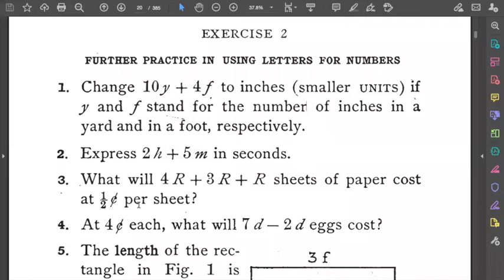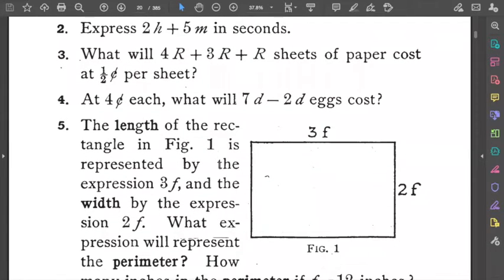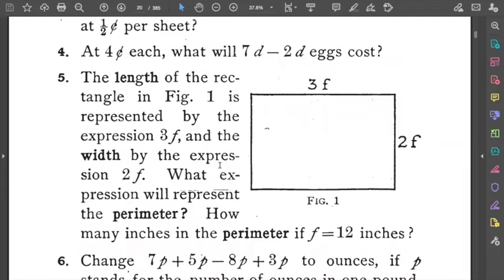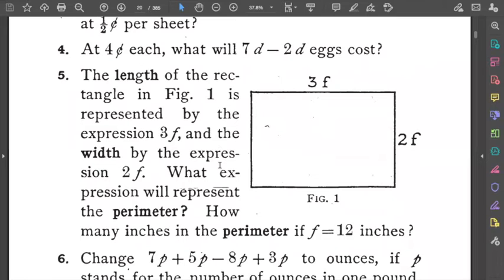Now 4. At 4 cents each, what will 7D minus 2DX cost? At 4 cents each. So 20 cents. Good.